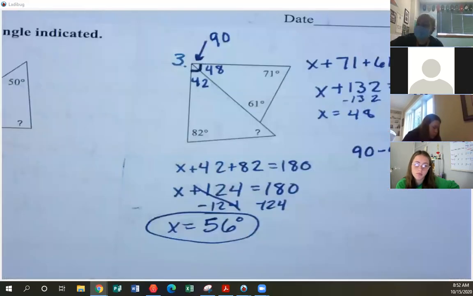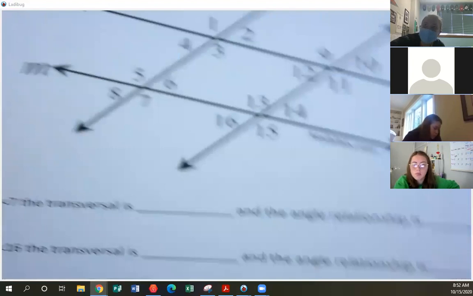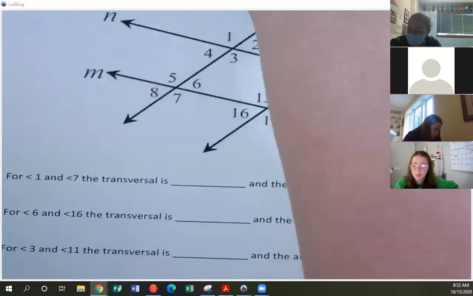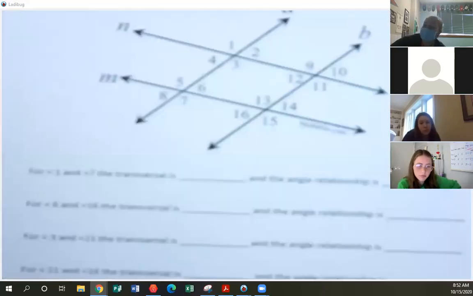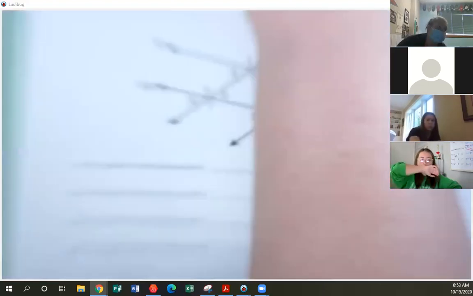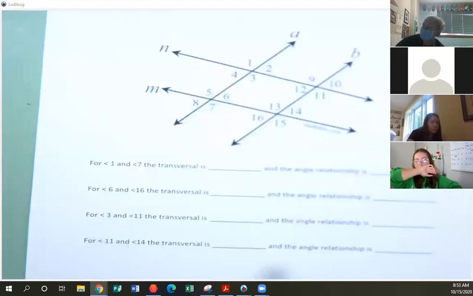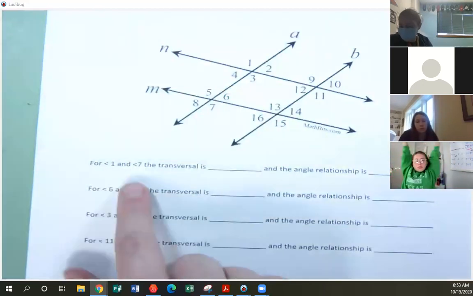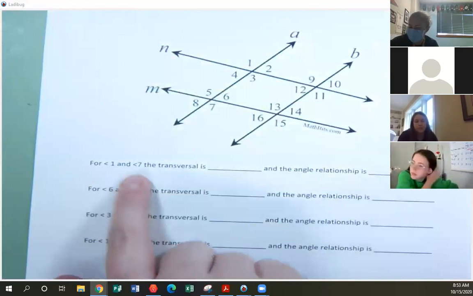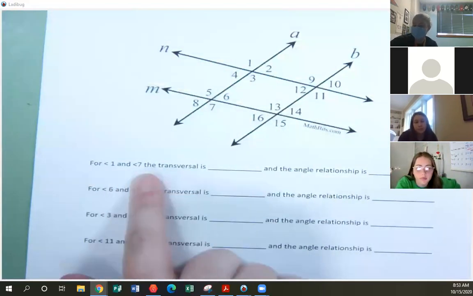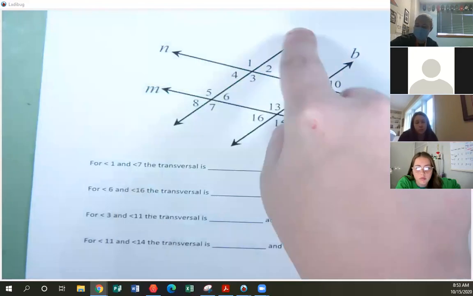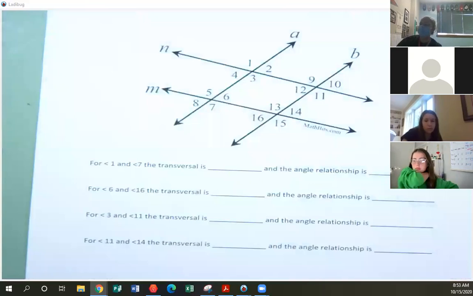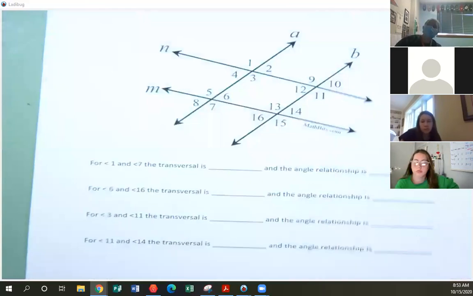All right, we're not going to write this down. Do not feel like you have to write this down. I want you to type. You guys in here don't have to type it, but we'll talk about it in here. I want you to type, what is the transversal for angle 1 and 7? Your answer choices are either A, B, N, or M. What is it going to be? Go ahead and type it in the chat, what you think it is.